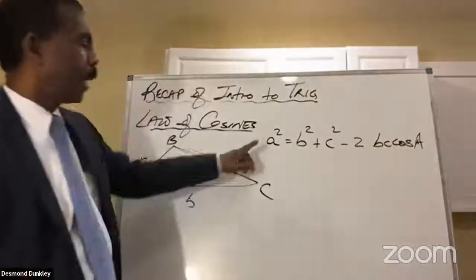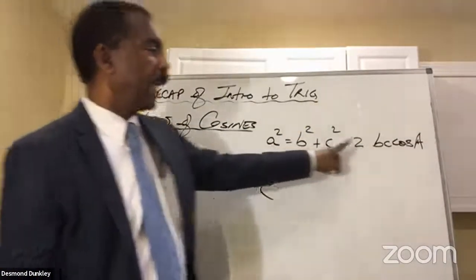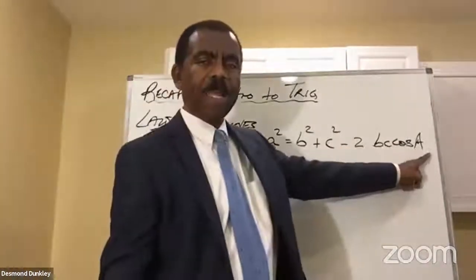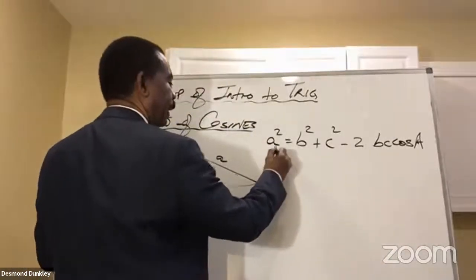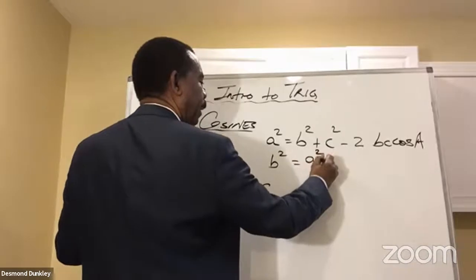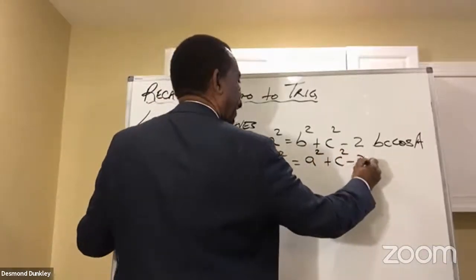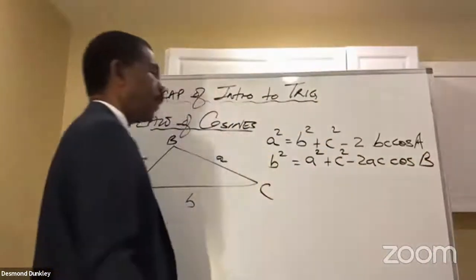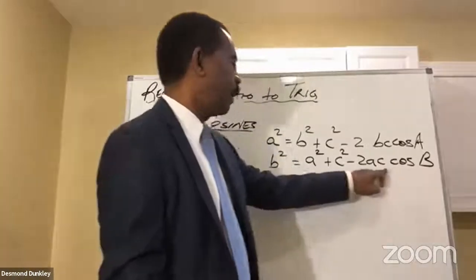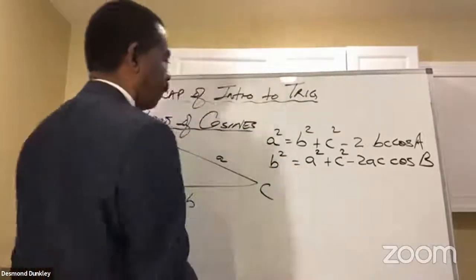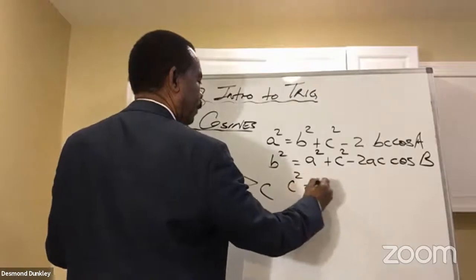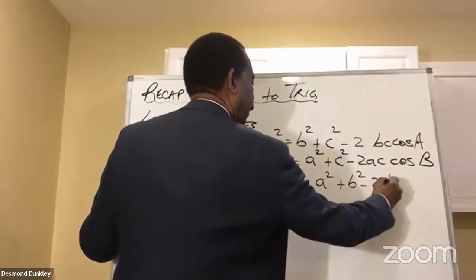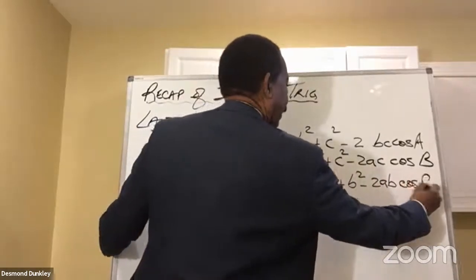A. And the pattern is whatever side you start with, that's the angle you finished with. If you start with side A, you finish with angle A. If you start with side B, then this is going to be A, this is going to be C, this is going to be AC, and this is going to be cosine B. Start with B, finish with B, and these will be A and C. And finally, C squared is equal to A squared plus B squared minus 2AB cosine angle C.